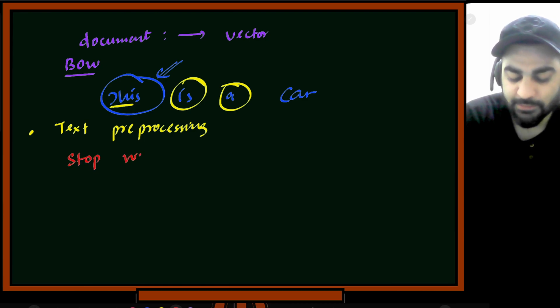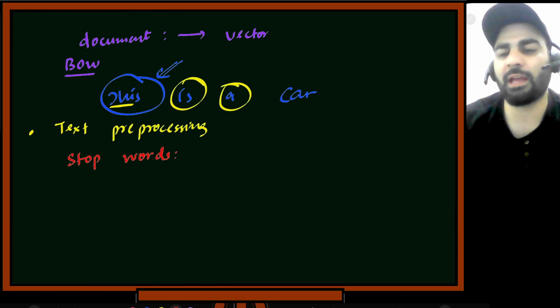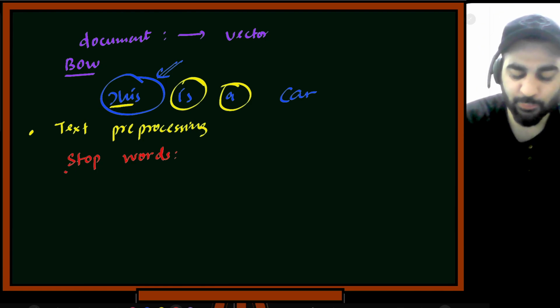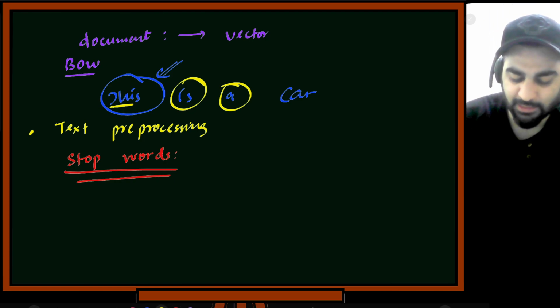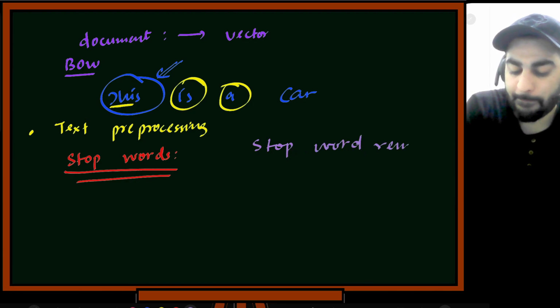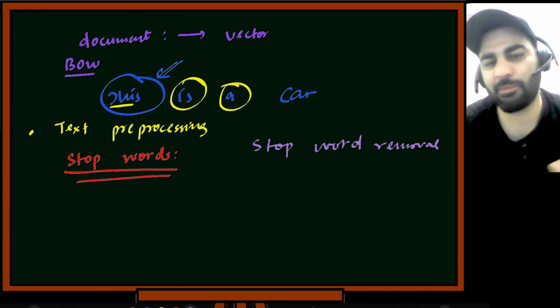So what are stop words? Stop words are the words which usually do not carry much significant meaning, and we have to remove them. So we usually remove these stop words. Stop word removal is a technique of text pre-processing.